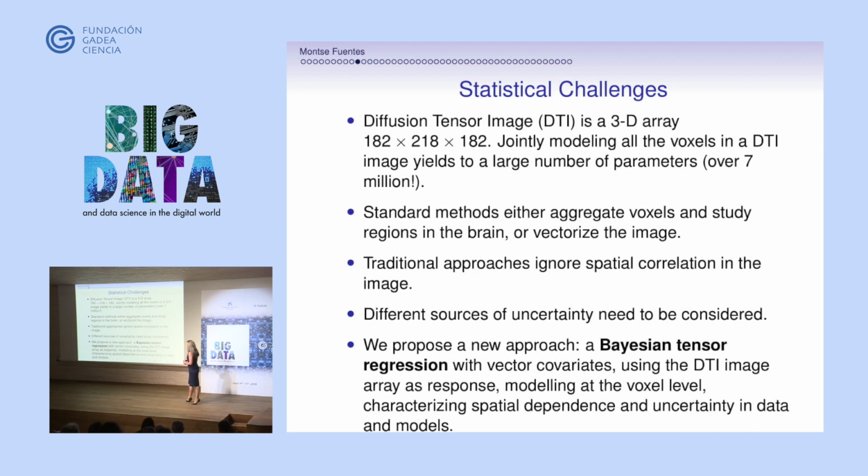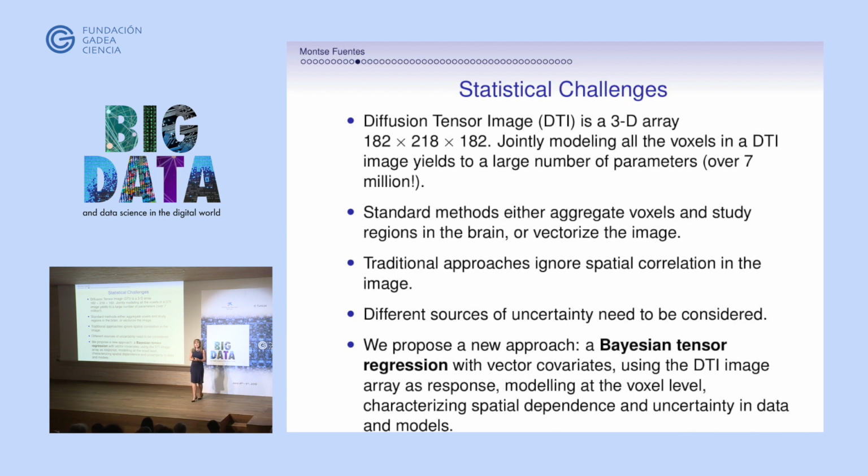So the standard methods here either aggregate data, so we work with aggregated voxels in different parts of the brain, or we vectorize the image, so then it becomes a vector response, or we assume independence, we completely ignore the spatial structure of the data. And for the most part, the different sources of uncertainty in the models and data tend to be ignored.